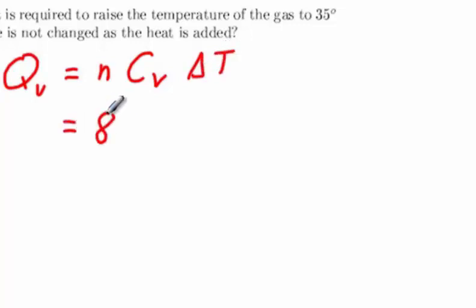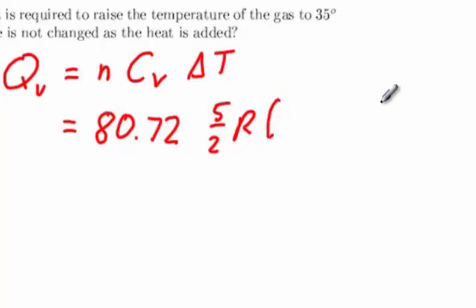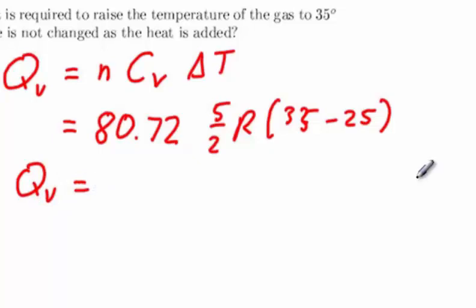Using our 80.72 moles from the previous step, we can combine this with the C sub V, which for any diatomic gas, which nitrogen is, is 5/2 times the ideal gas constant. And then finally, the change in temperature can be evaluated using Celsius, so we'll take the 35 minus 25. The result is an amount of heat for a constant volume 10-degree process of 16,780 joules.